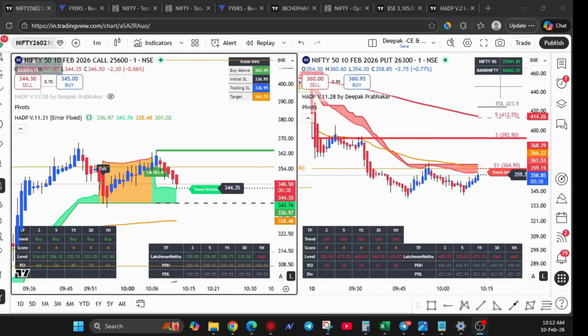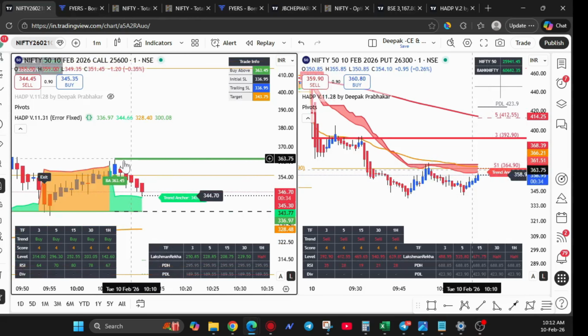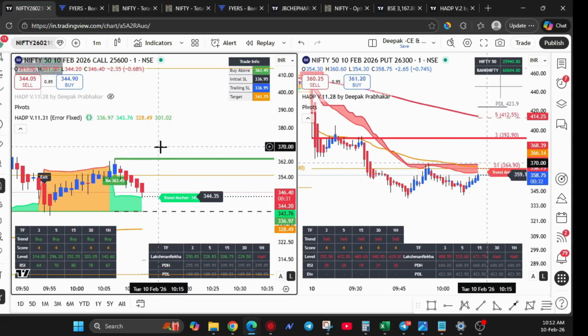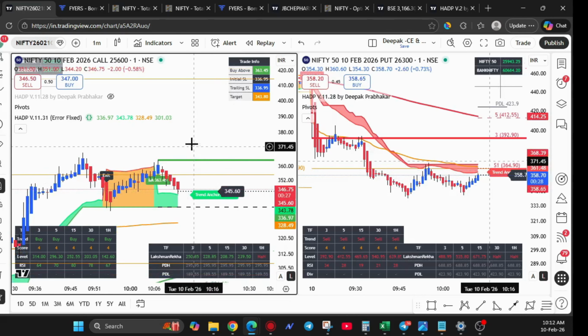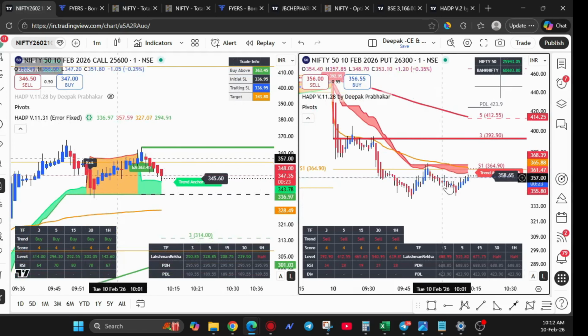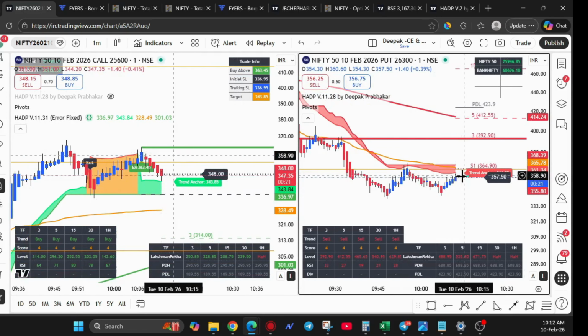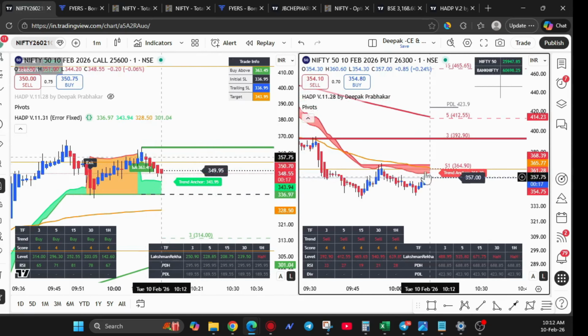We are waiting. So as you see, 363.45 did not break, and it is coming down. So there is no buy active now. On the put side, the put is back to the trend line, right? I mean, it is very close to the cloud. So let us see what happens now. For us, there is no trade.